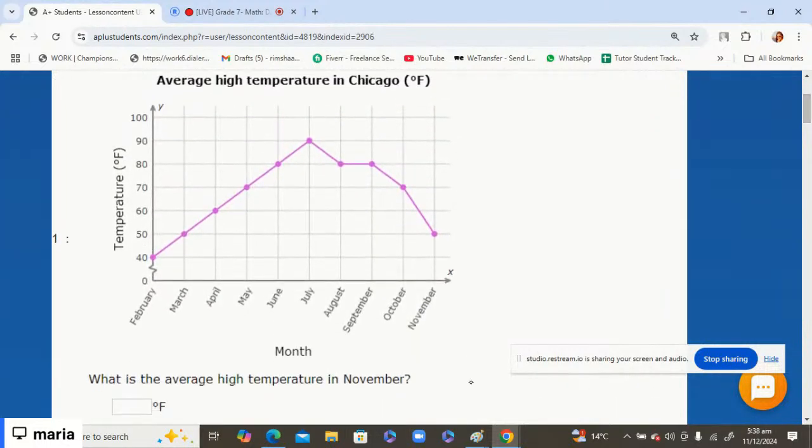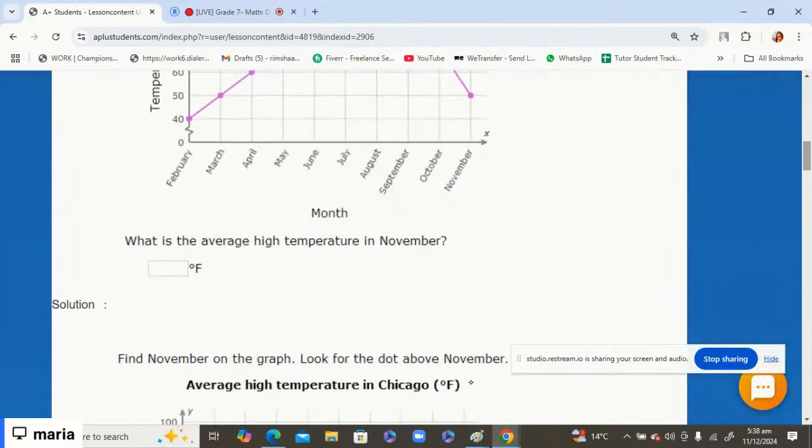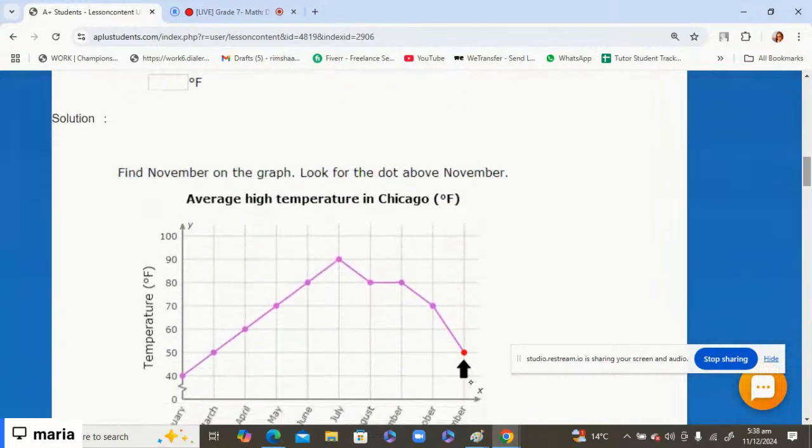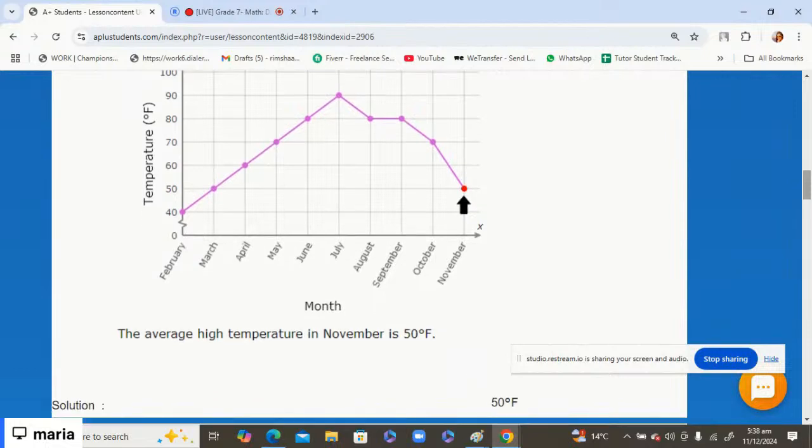Okay, values are given: 0, 10, 20, 30, 40, 50, 60, 70, 80, 90. In November, when we check, it's on 50. Look, for the November average high temperature, we see that it's on 50. So we can say the temperature is 50 Fahrenheit.